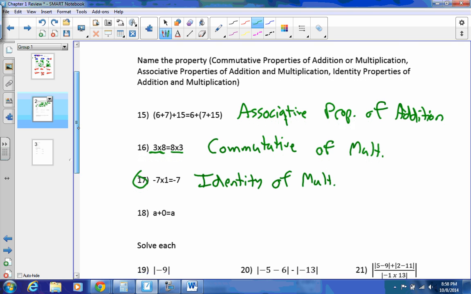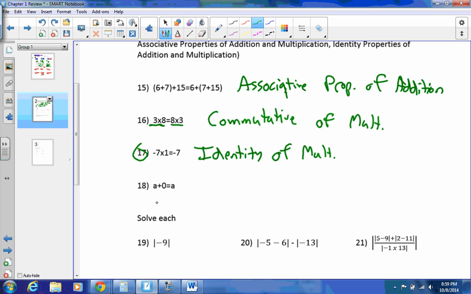All right. And number 18, another thing you're doing to the identity, or it didn't change it, so this is the identity of addition.